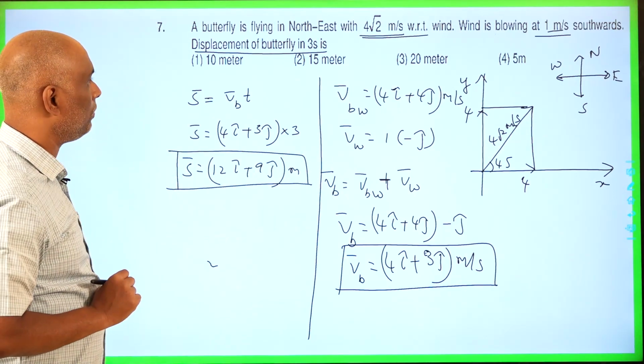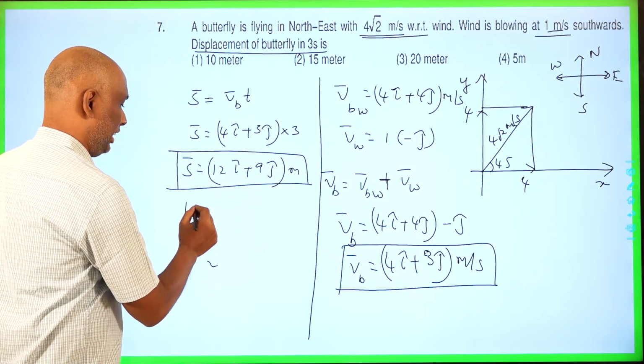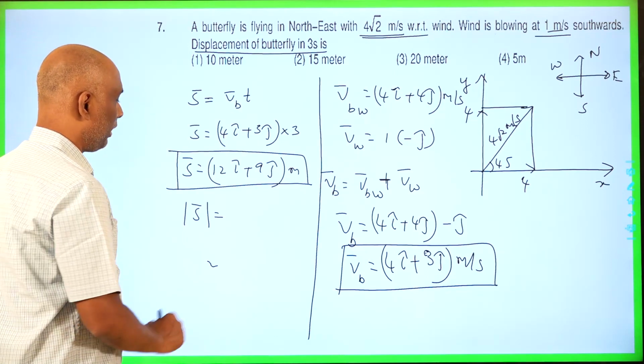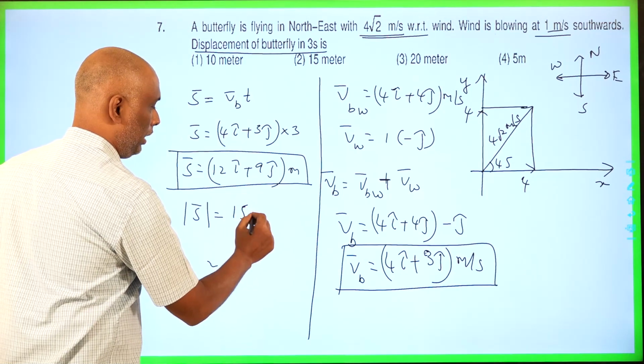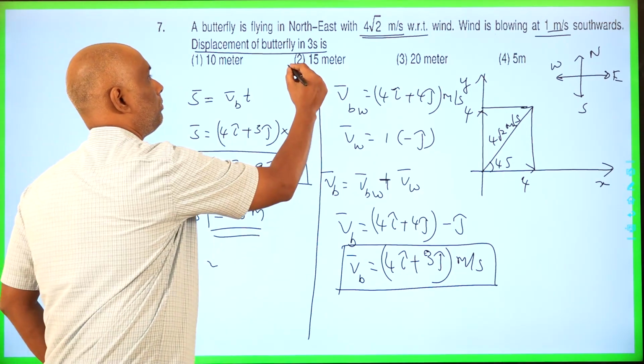Now once we got this one, if you want to calculate the magnitude of this displacement, mod S bar, because they have asked us to find out only the magnitude, this magnitude becomes equal to the modulus of this, which will be equal to 15 meter. That will be the displacement covered.